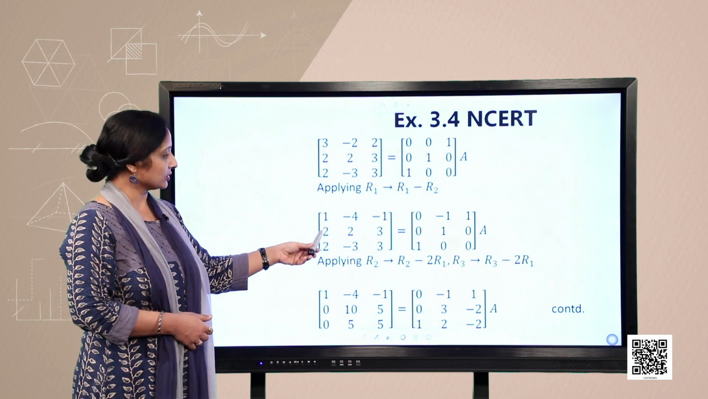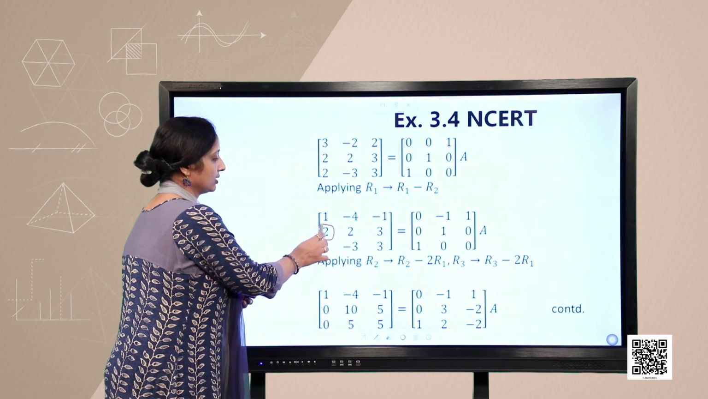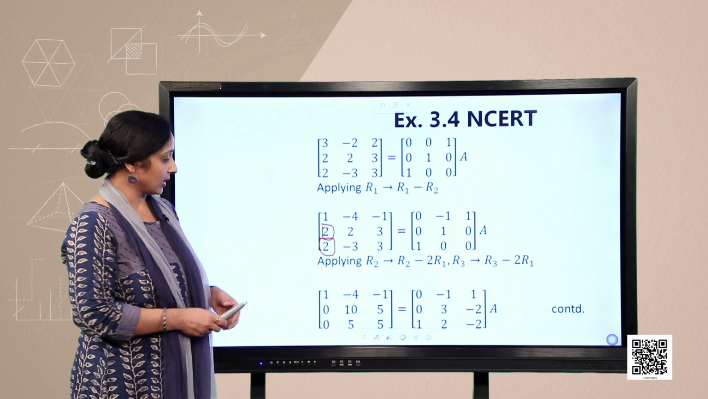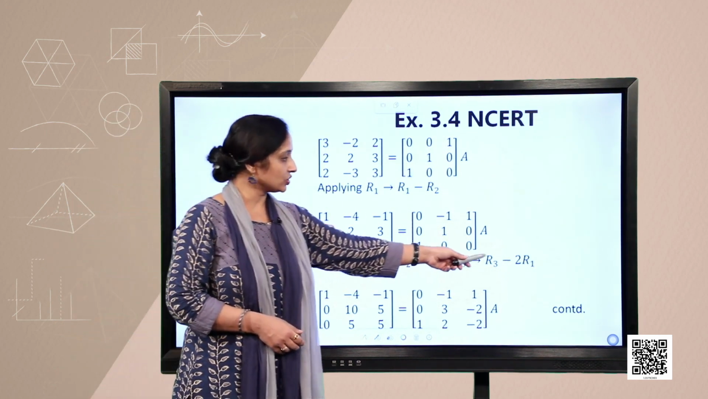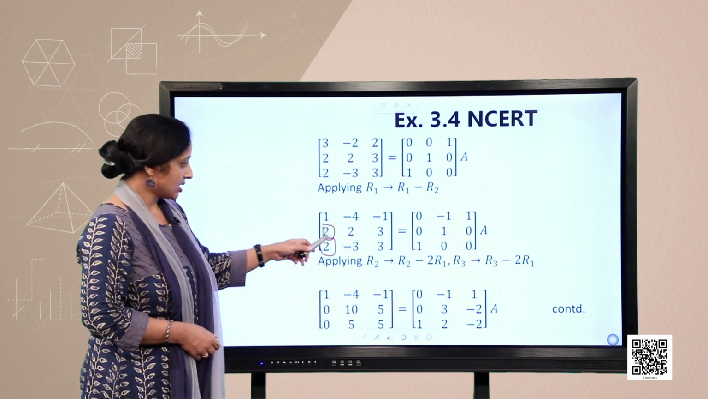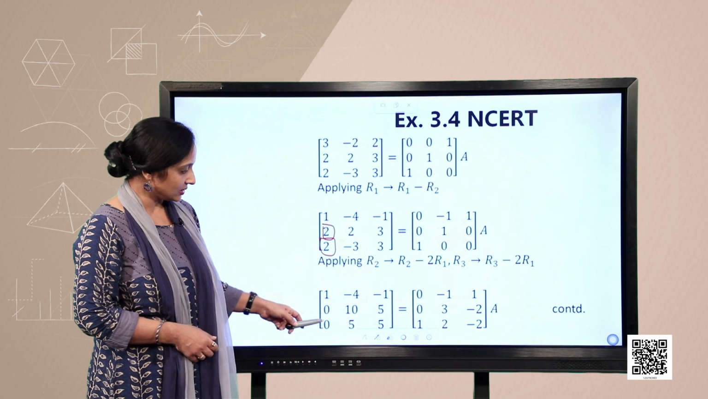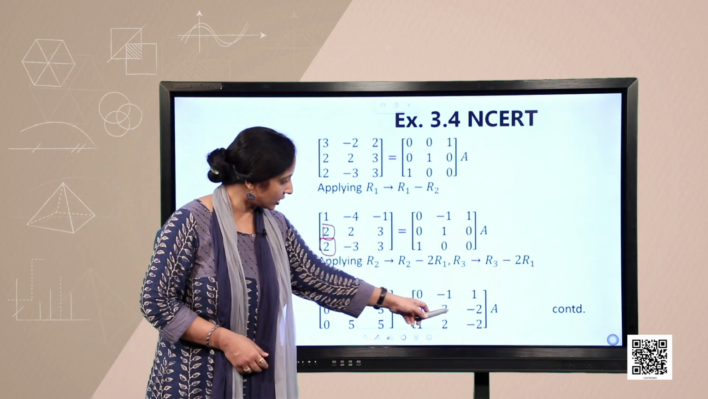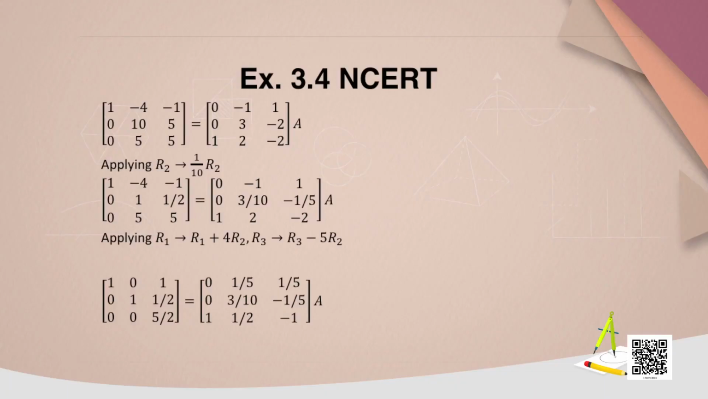The next step involves that you have to make these two elements A21 and A31 as 0. For that what you have to do? R2 changes to R2 minus 2R1. R3 changes to R3 minus 2R1. You have to focus on these two elements only. By applying these operations, you are getting these elements 0, and accordingly you are going to change R2 and R3 here. Let's move further. That is the previous step.